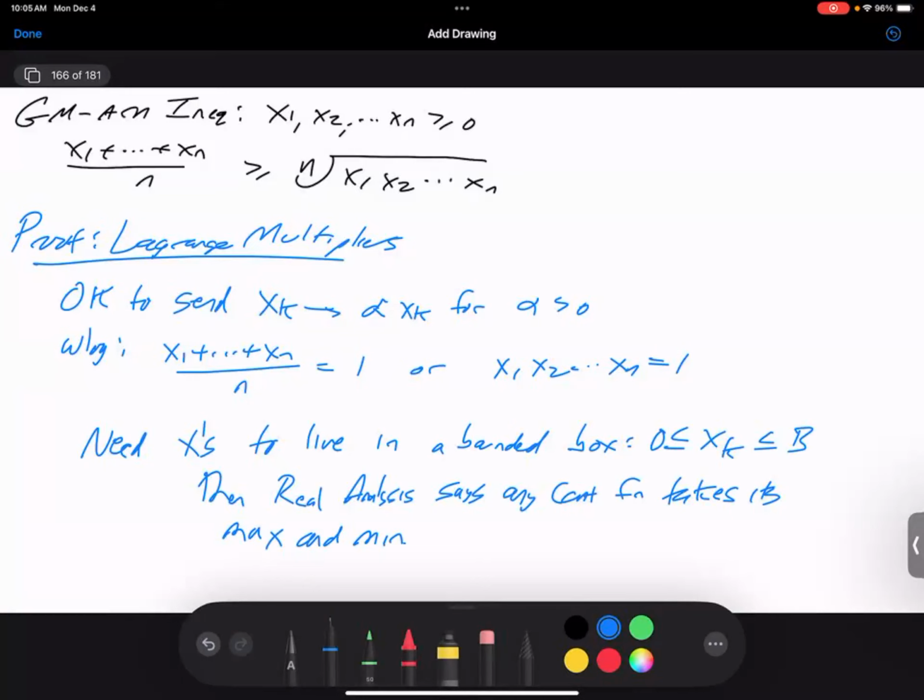How many people did Lagrange multipliers in calculus, in Calc 3? All right, so you should have hopefully seen Lagrange multipliers. But what they do is Lagrange multipliers find candidate points for maxima and minima. They're not necessarily maxima and minima. It could be a saddle point. It may not be a maximum or minimum.